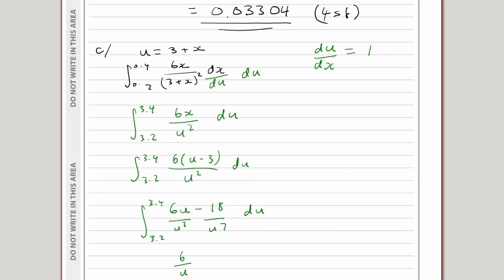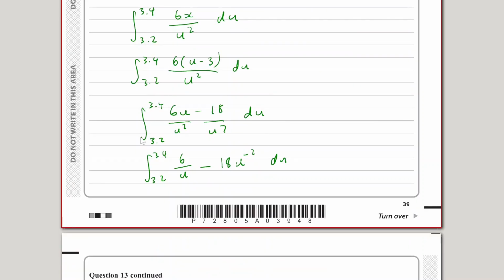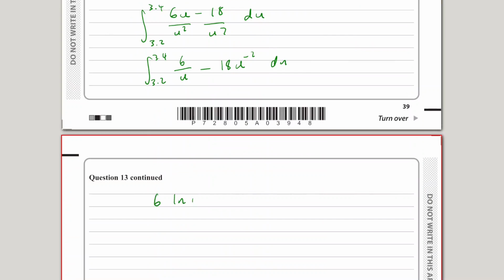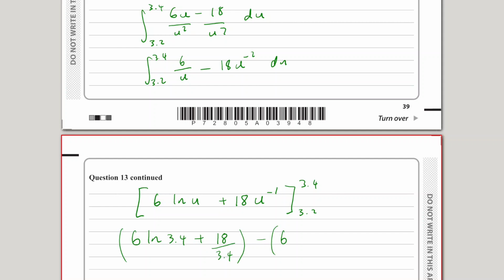So we have 6 over u minus 18u to the power of negative 2. So 6 over u will be 6 log u. 18u to the power of negative 2. Add 1 to the power, so it becomes negative 1. Divide by the new power, so dividing by negative 1 is going to make it positive. So between 3.4 and 3.2, so 6 log 3.4 plus 18 over 3.4 minus 6 log 3.2 plus 18 over 3.2.